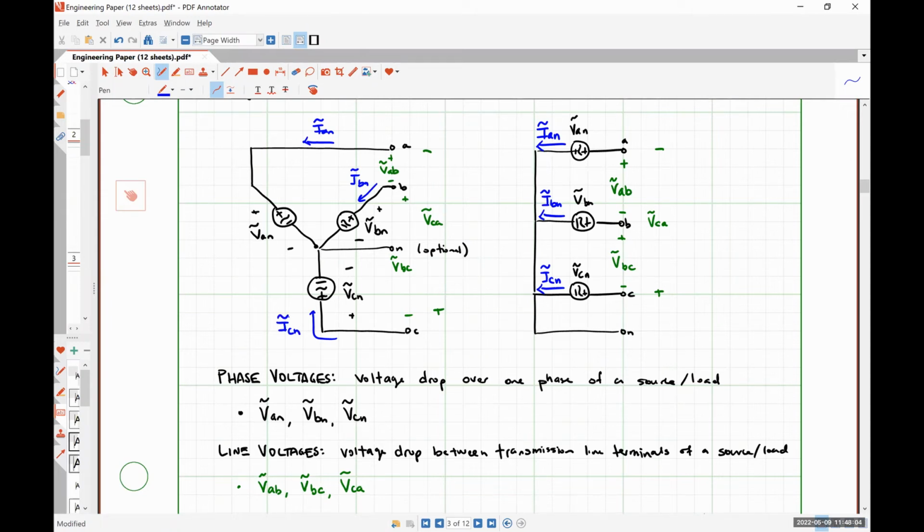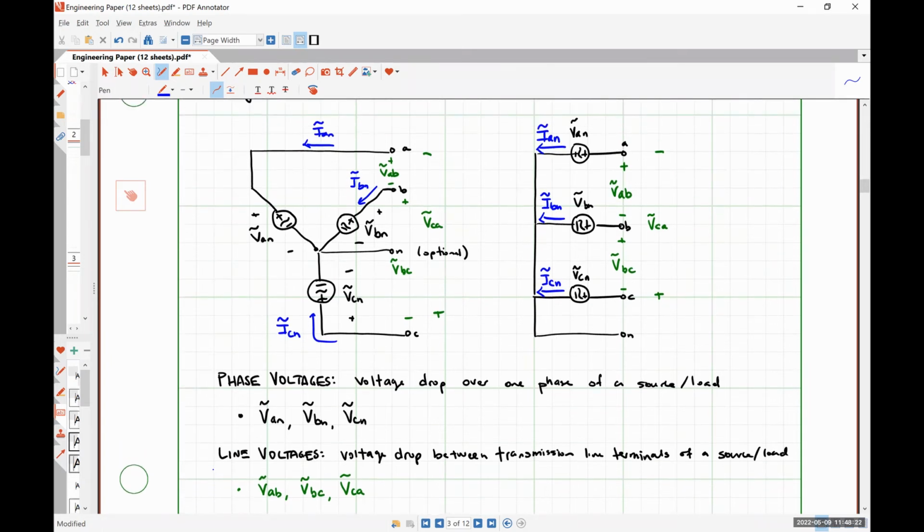Now, we have phase voltages and line voltages. We've talked about phase currents. There is a quantity called a line current, but we can't yet talk about line currents, because line currents represent the current flowing through the transmission line. If we don't have our source connected to something via transmission lines, line currents as a concept do not exist. So we will introduce those once we actually start looking at full systems where we've connected a source to a load.